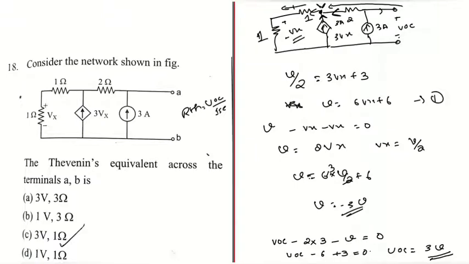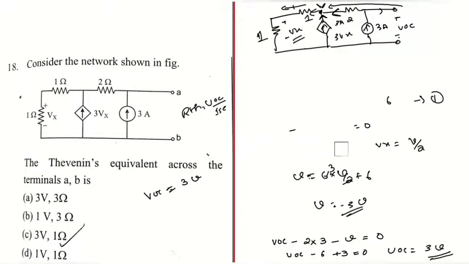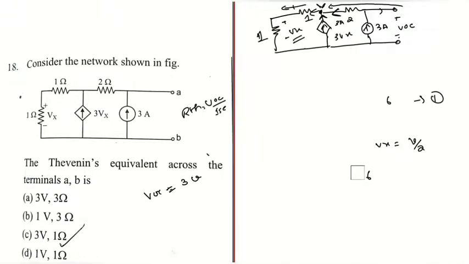Okay. Now I have to find out ISC. Now let's find out ISC. VOC we got equal to 3 volt. Now I have to find out ISC. To find out ISC, we are going to short circuit this terminal. So this is our ISC. Okay.